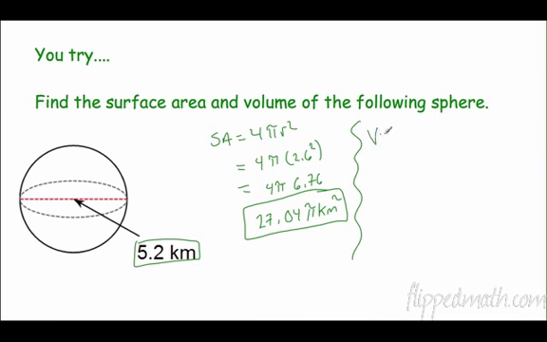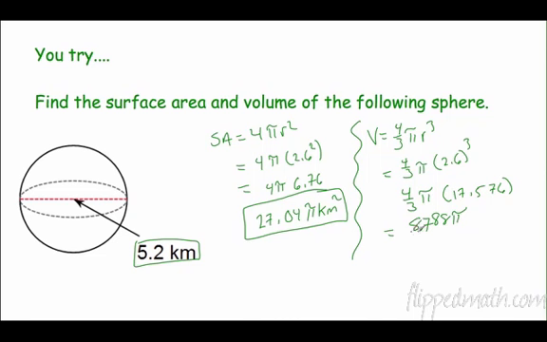Let's try to find the volume. 4/3 pi r cubed. 4/3 pi times 2.6 to the third. All right, 2.6 to the third is 17.576 times 4/3 pi. 4 times that, 4/3 times that. Math frack it, baby. There you have it. All right, there you have it.